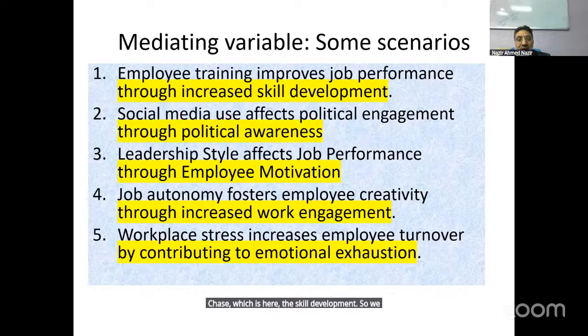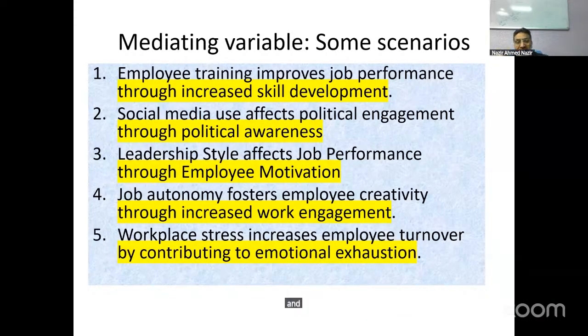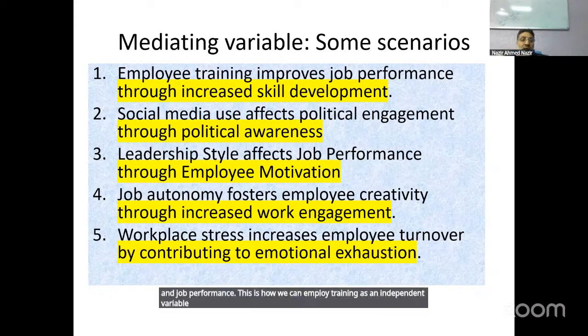So we say that employee training is significantly related to skill development. Skill development is significantly related to job performance. Skill development mediates the relationship between employee training and job performance. This is how we can take employee training as an independent variable. Likewise, social media use affects political engagement through political awareness. Now it must be clear to you which particular variables are actually independent and which ones are dependent variables.